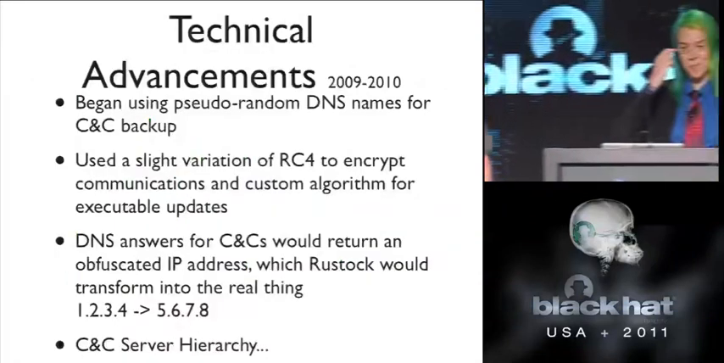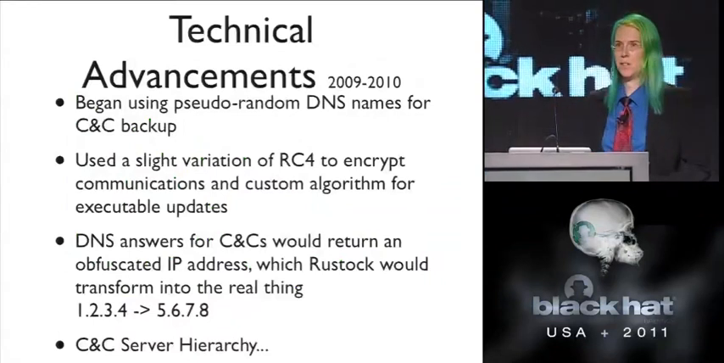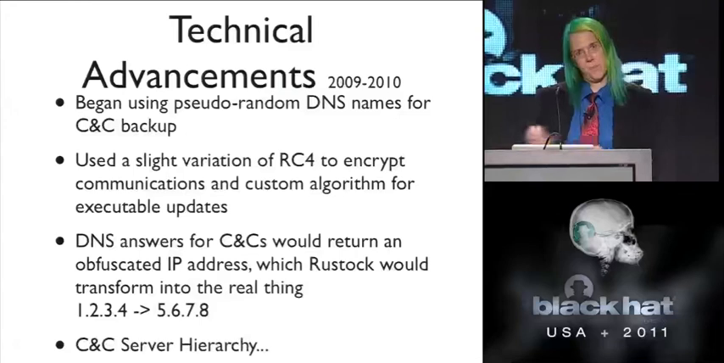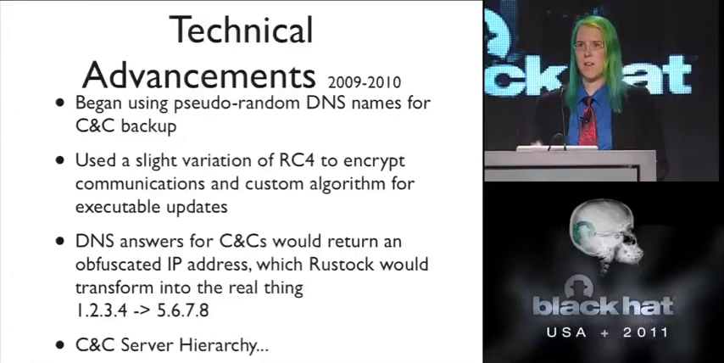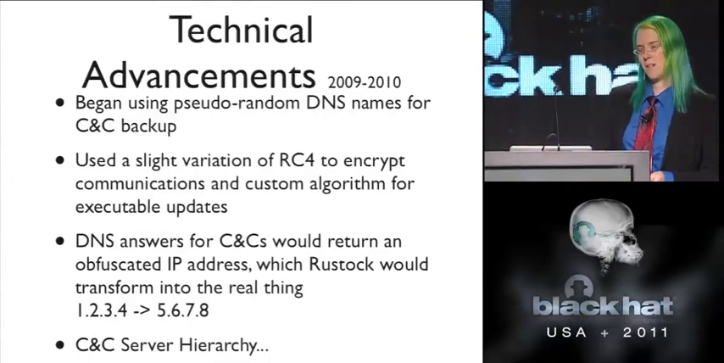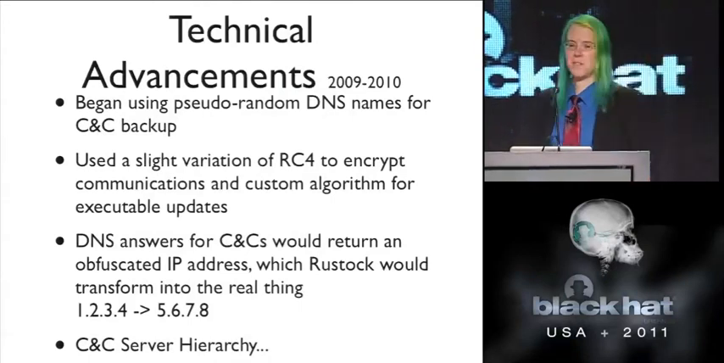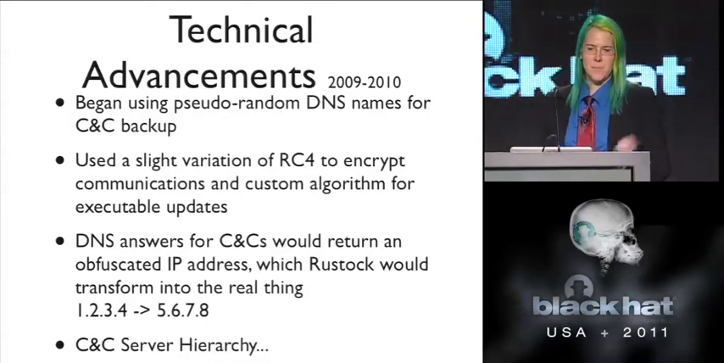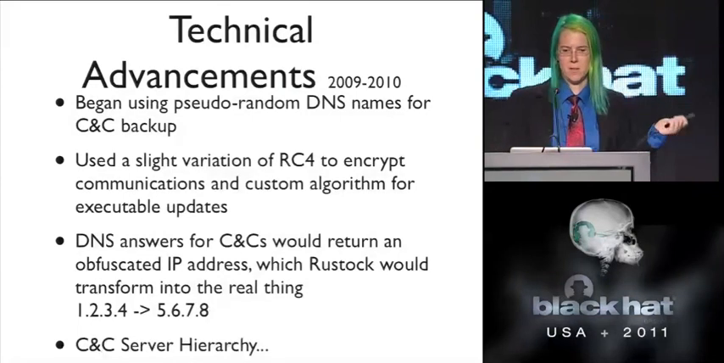Right. So anyway, another thing it started using over the last 2 or 3 years was a backup mechanism that goes to a random DNS name based off the current date. So the next time anyone tries to shut down all the C&Cs, it would still be recoverable via the DNS names. It did a bit of encryption, not very well.